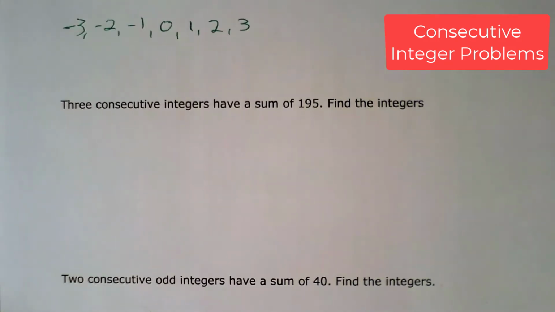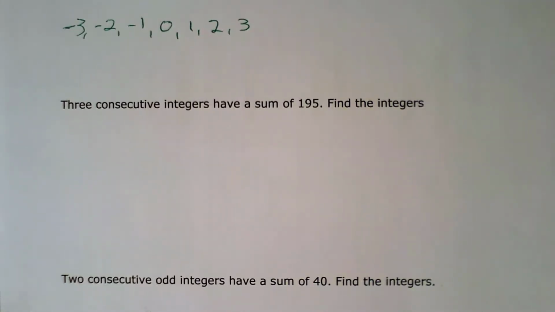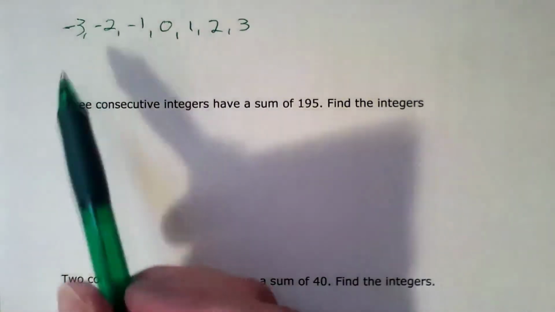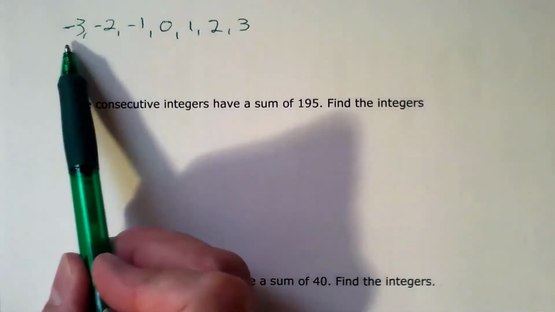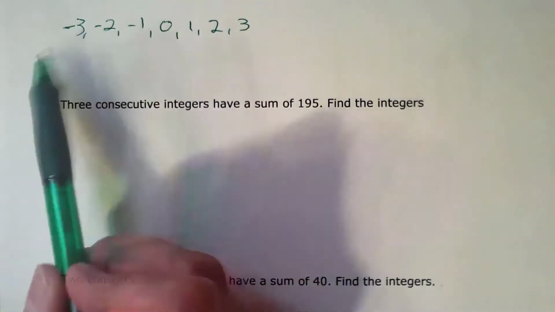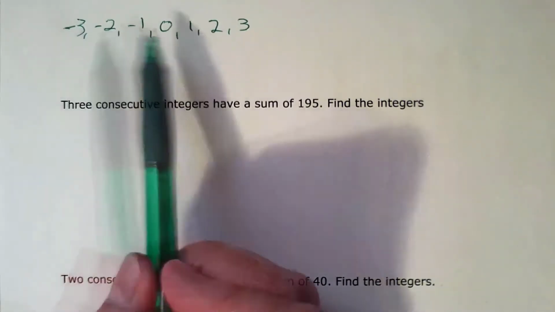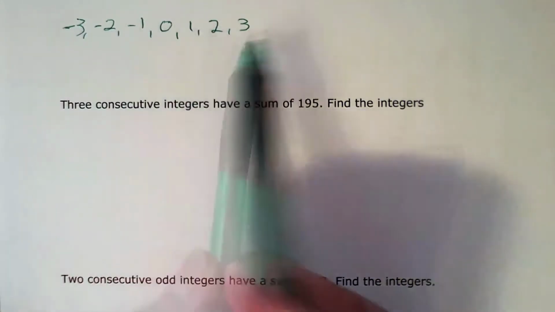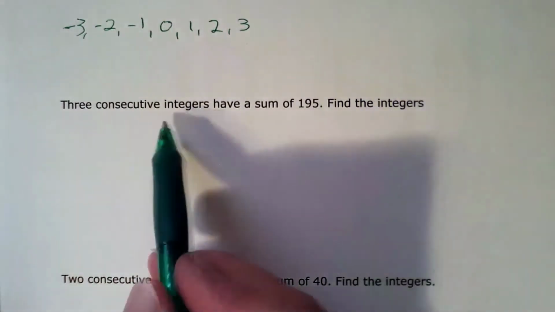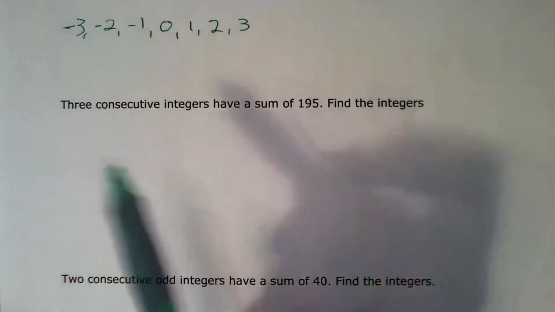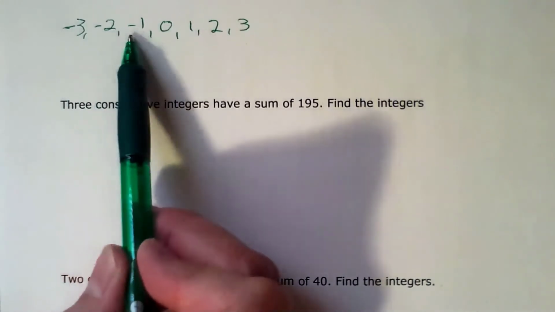So this video is going to be on the consecutive integer problems in ALEKS. Let's first talk about integers. Integers are numbers, either positive or negative, whole numbers, like -3, -2, -1, 0, 1, 2, 3. So we're talking about integers. Consecutive integers means integers that come right after one another.